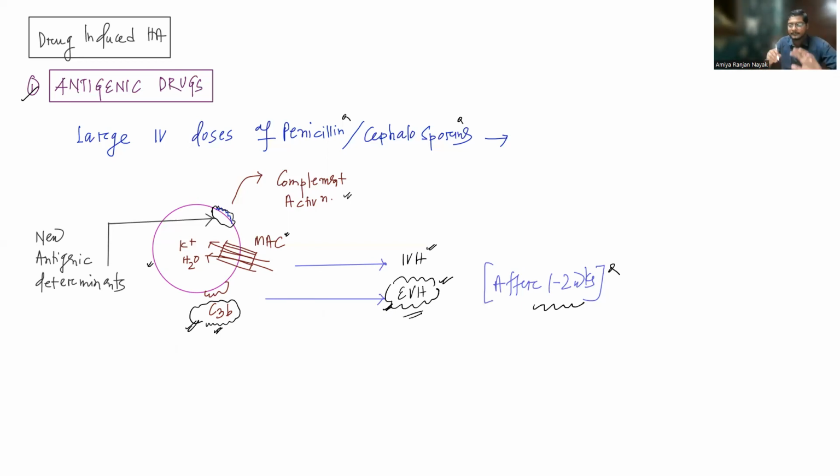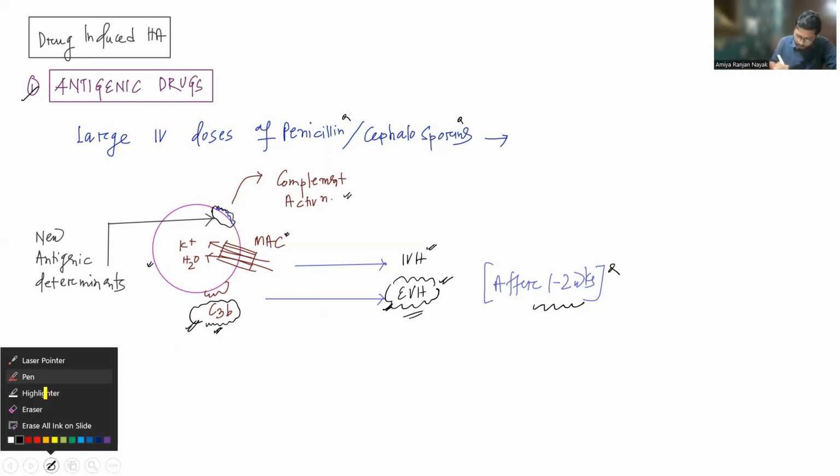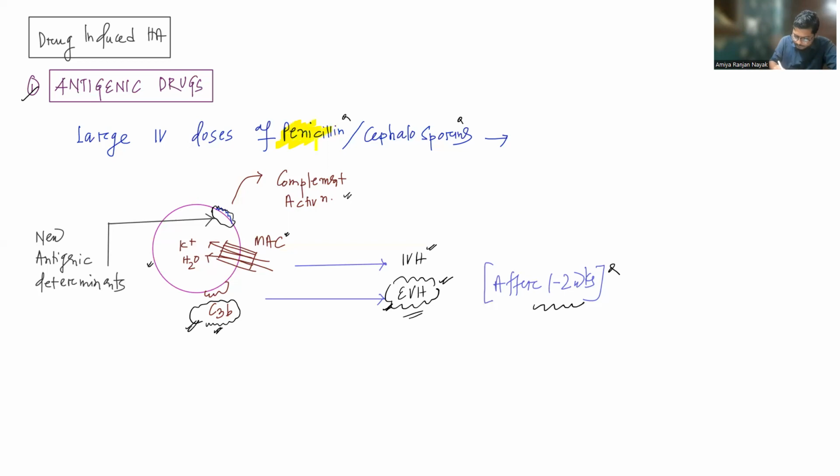And usually all these things happen after 1 to 2 weeks of giving the drug. Okay. And the prototype examples, as I have told you, these are penicillins and cephalosporins. So these are the important points. Predominantly, they will cause extravascular hemolysis, and usually after 1 to 2 weeks, because it will take some time to produce the antibodies against these antigenic determinants. That's why it will take some time. Okay, so this is the first mechanism.